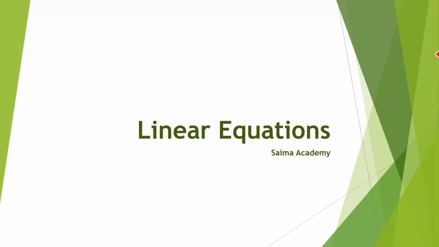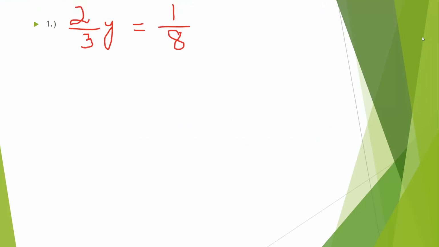In this lesson, we will do some more questions related to linear equations, but the question is a little bit different compared to last lesson. In this type of linear equation, you have a fraction. See, 2 over 3, or if I say 2 over 3, it means 2 divided by 3, y is equal to 1 divided by 8. So in this type of linear equation, we have fraction and variable.